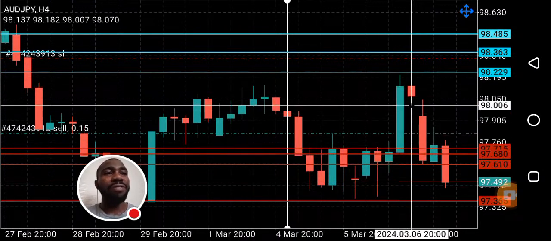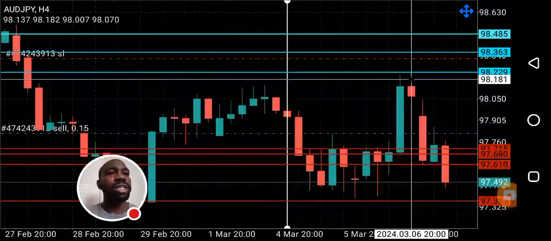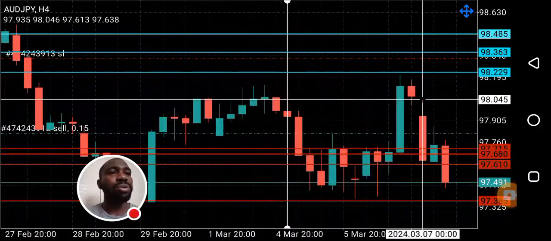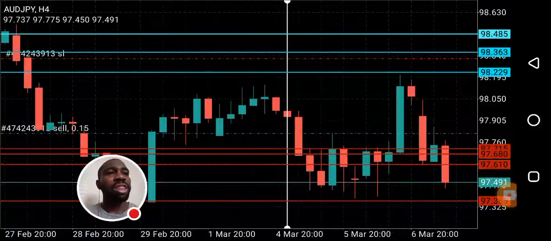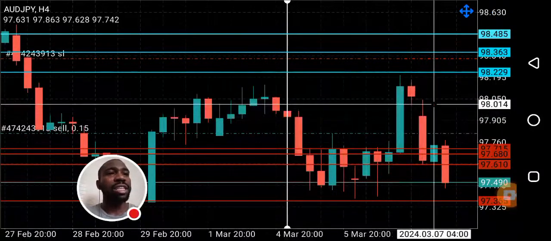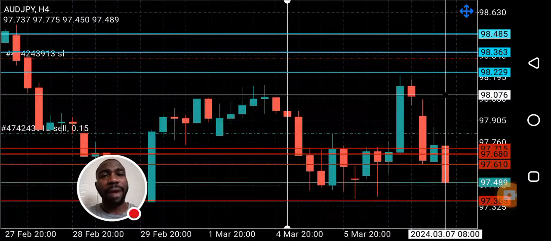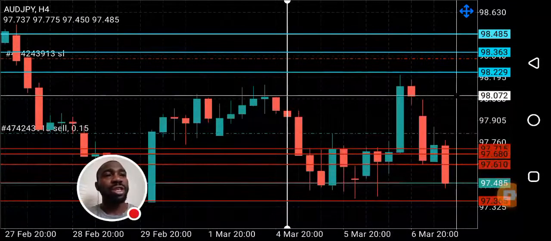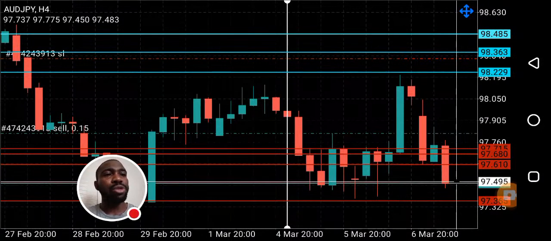So what played out after they swept liquidity at this previous high, what happened? The next candle that formed was what? A spinning top. Can you see that? Which indicates change in trend. So this would have been the best price to start selling Australian dollar JPY. And you can see where price is at the moment. This is where you should have entered a sell trade on Australian dollar JPY, and price is currently at this point.